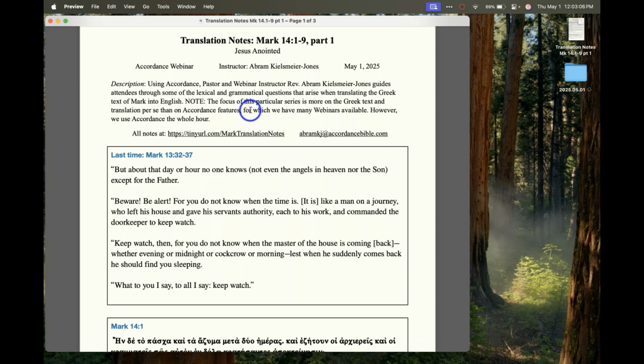How do you use Accordance? We're in Accordance the whole time to translate the Greek text into English. And in this case, the focus is Mark. But again, today we will also look at the parallel tool.